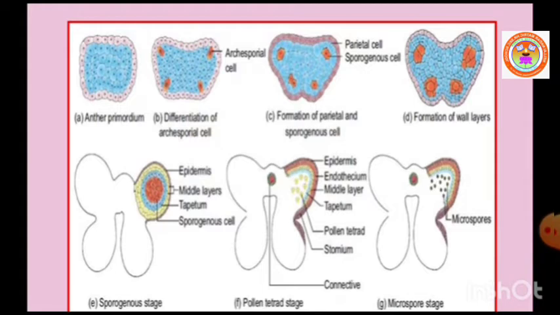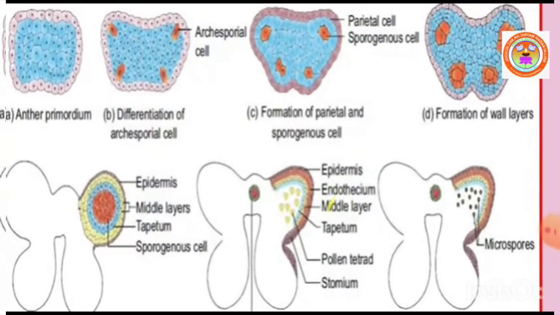The archisporial cells divide by periclinal division to form primary parietal cells, which you can see in the third picture, and primary sporogenous cells. Primary parietal cells move towards the epidermis, and primary sporogenous cells towards the inner side of the anther.